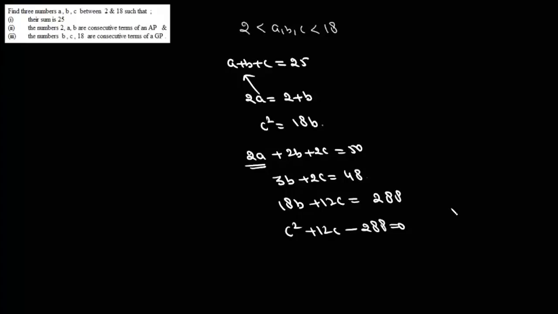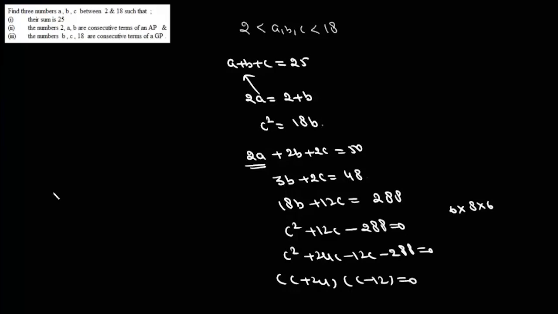Now 288 is 6 into 48, which is 6 into 8 into 6. So we can write this as c square plus 24c minus 12c minus 288 equals 0. So from here we get (c plus 24) and (c minus 12) equals 0. So the only positive value of c in this case is c equals 12, as a, b, c lie between 2 and 18. Now once c is 12, b is c square by 18. So there will be 12 into 12 divided by 18.